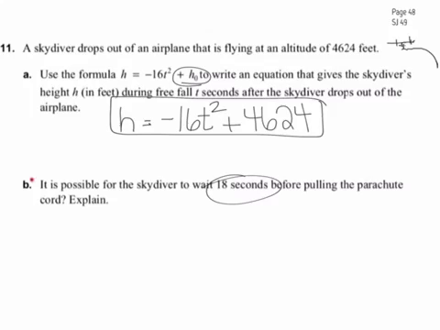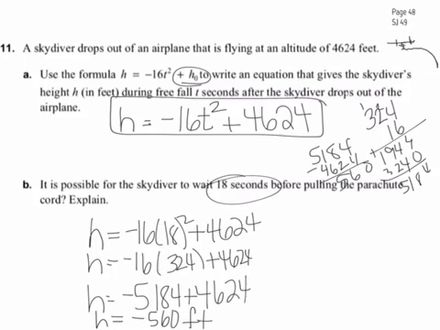And I noticed a typo here. Is it possible for the skydiver to wait? Because there's a question at the end. So is it possible? Okay, so hopefully we got the same answer. I got that the height is going to be negative 560 feet. Okay, so what do you think?